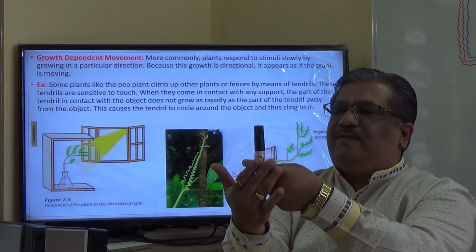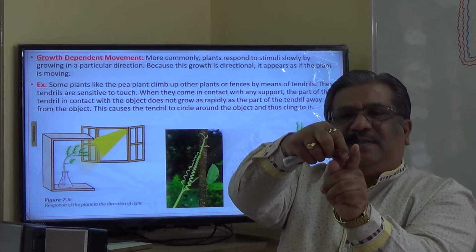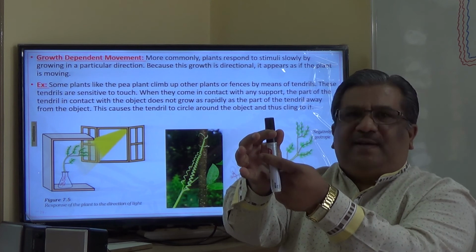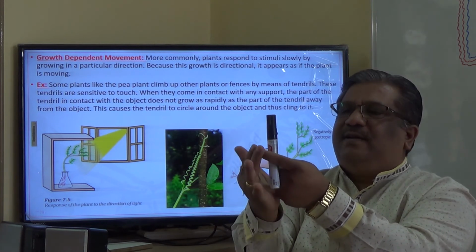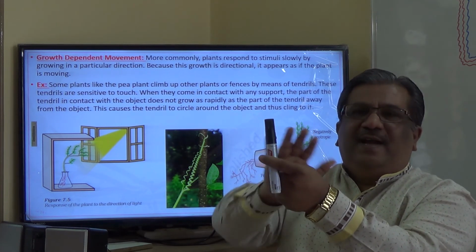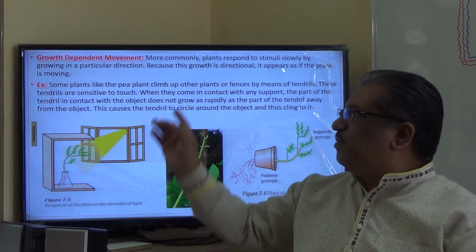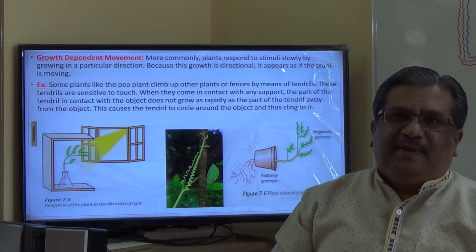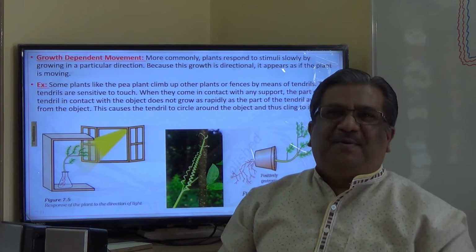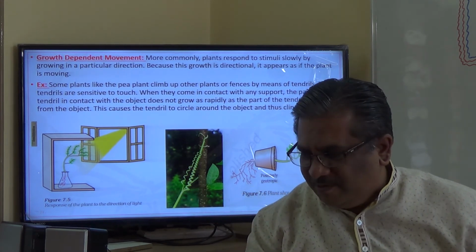Because of the extension of this part and because of this slow growth, it appears that it will take the circular shape over here, and therefore it clings to this one and also climbs up. That is what the description is given. You observe at your homes how it climbs and clings.